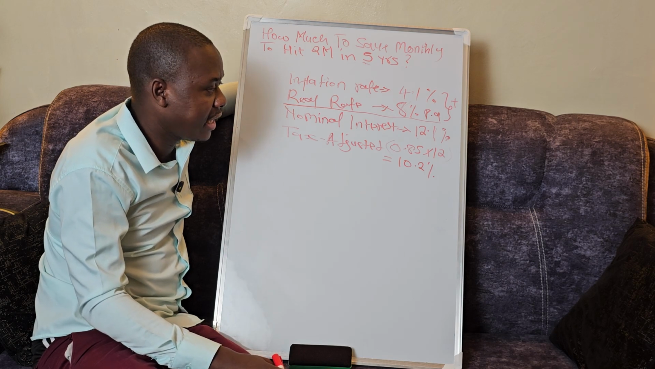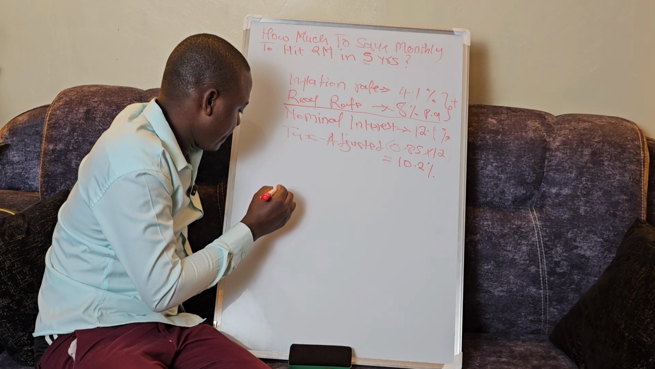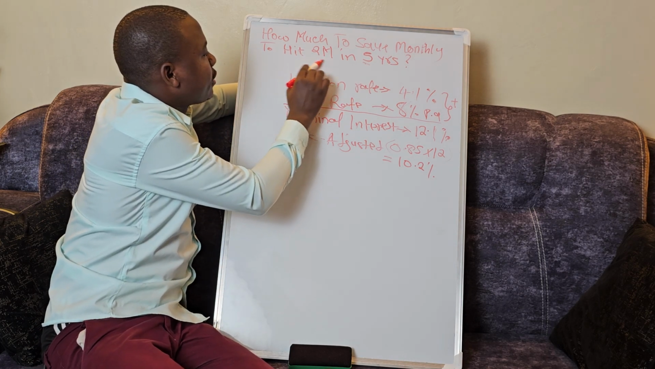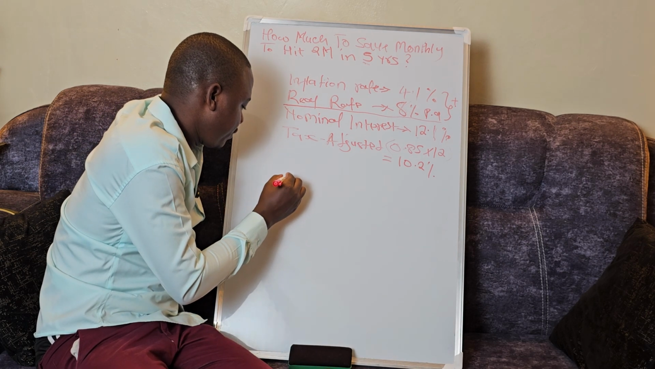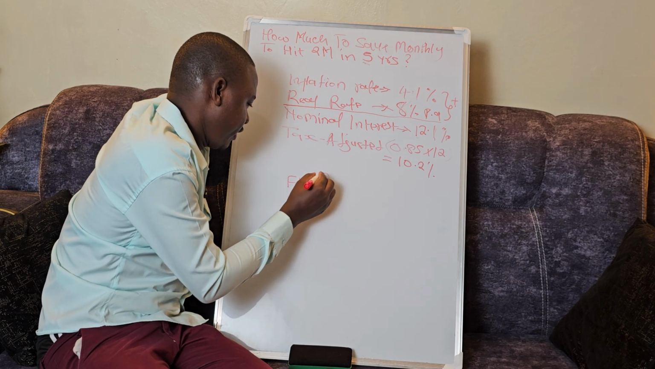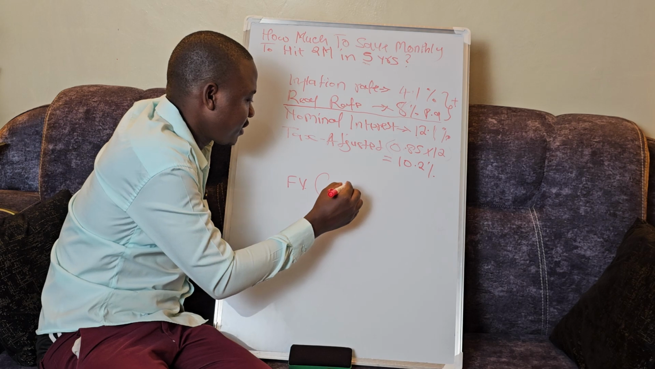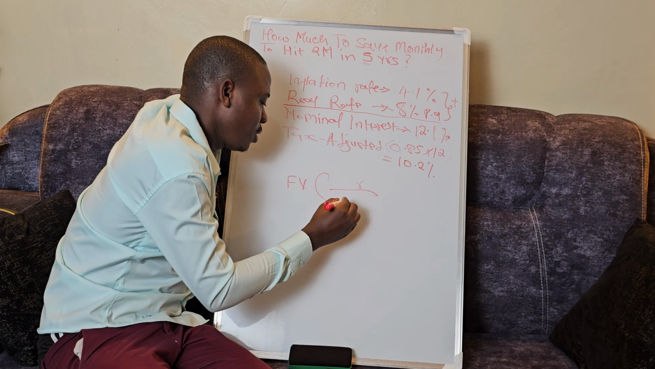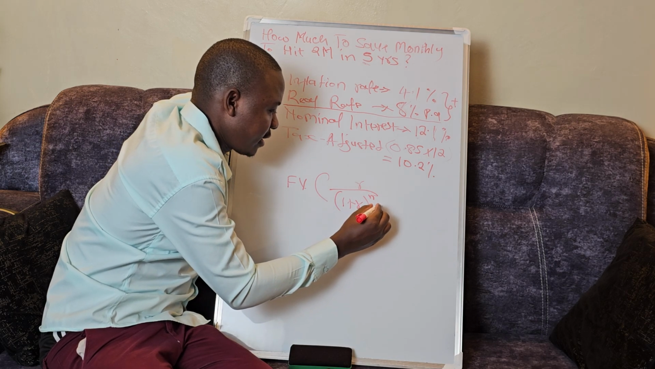Sinking fund factor. That's what I'll use. Of course here, our target is 2 million, and that should be our future value. So I'll say future value multiplied by the sinking fund factor, which is given by R over (1 plus R) raised to n, minus 1.